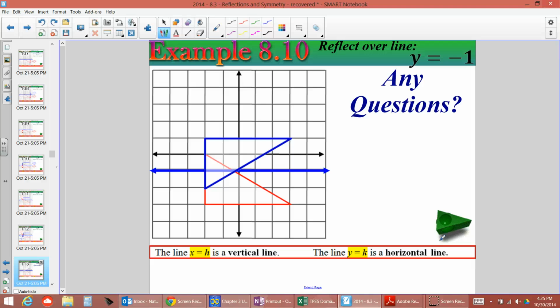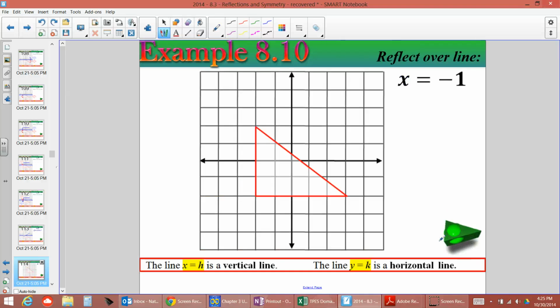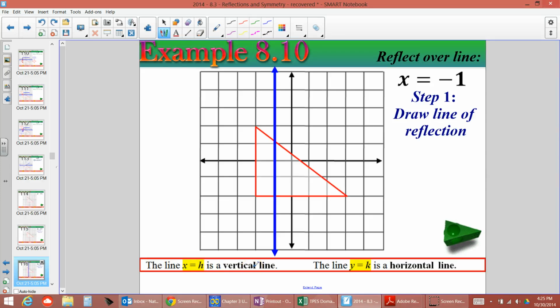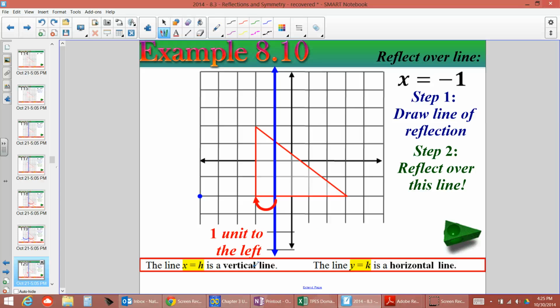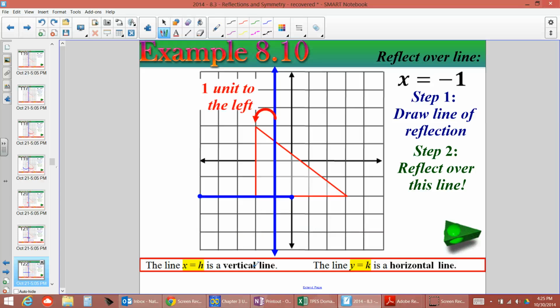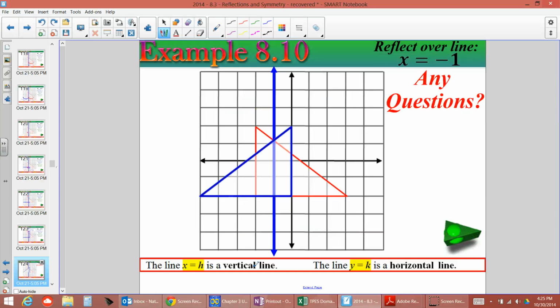Perfect. All right, so now I reflect over the line x equals negative 1. Again, x equals negative 1. It's a vertical line. I count how far away I am. I count the same distance in the other direction. So there's 1 to the left, 1 to the right. 1 to the left, 1 to the right. I connect the dots, and I'm done.